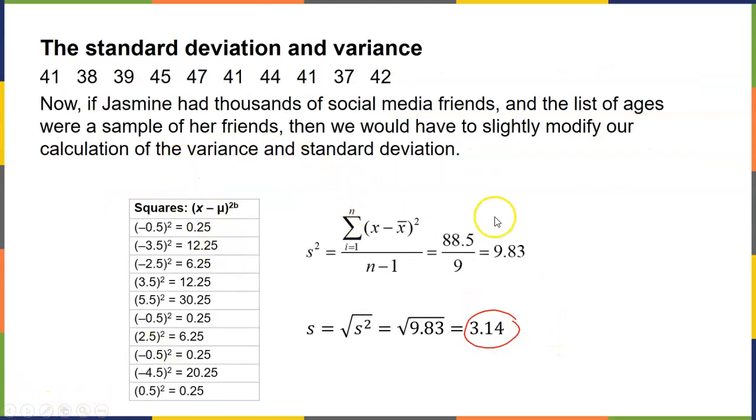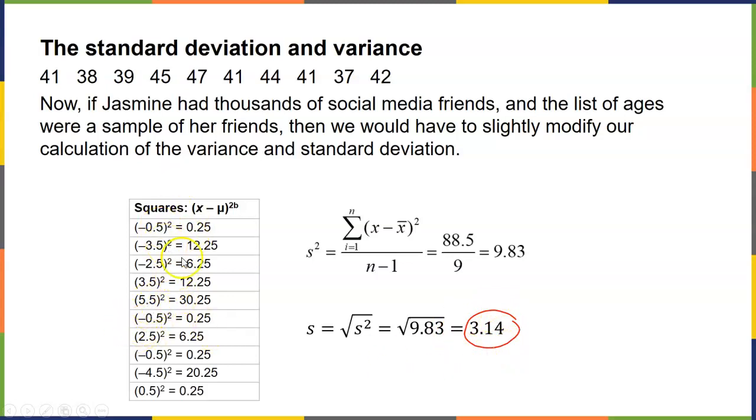So we did this, then we did the same calculation, but this time we changed that assumption. We said, actually, Jasmine has thousands of friends. So this is a sample. This is a sample of 10. So we do the same thing. We get that same 88.5 sum, right? But then instead of dividing by 10, we divide by 9. And then we take the square root and we get a slightly bigger number.